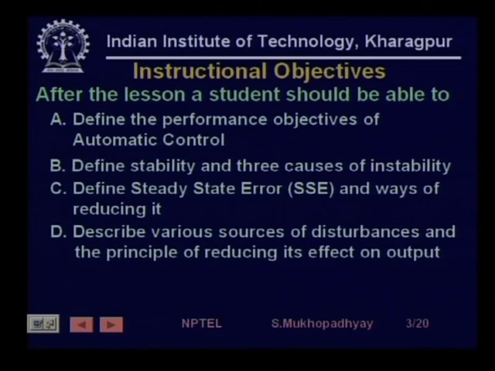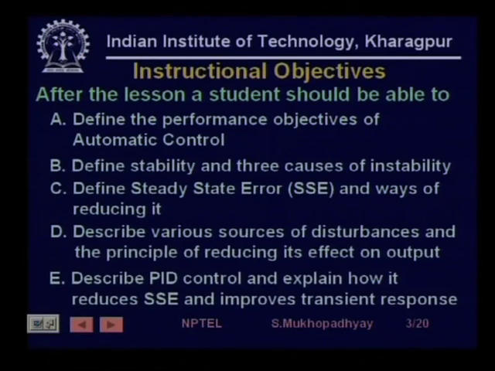And of course the other objective of automatic control is how to tackle the disturbances, in the sense of how to reduce the effects of the disturbances on the output. And all these, as we shall see, will naturally lead to a kind of control structure which is known as PID control. So, this is what we wish to learn today. So, let us go ahead.